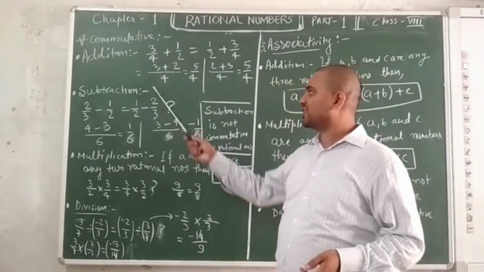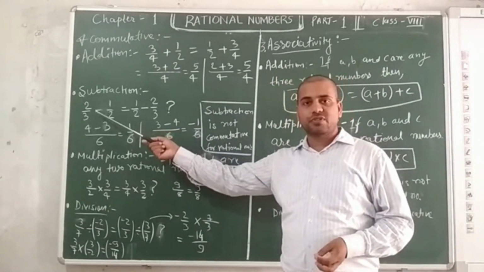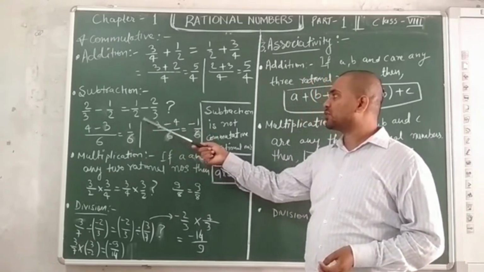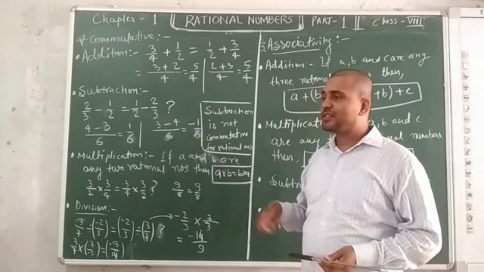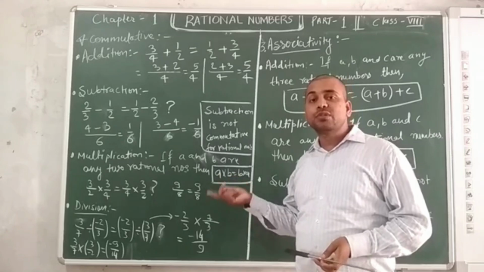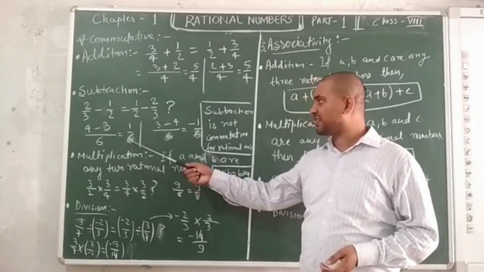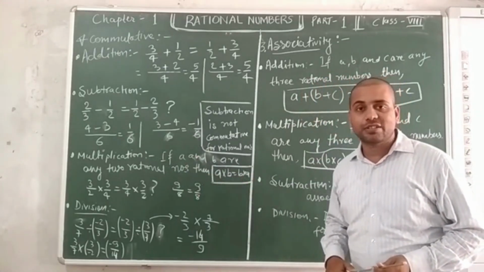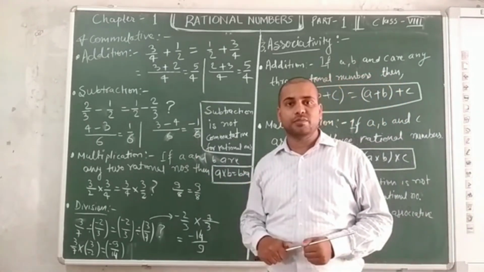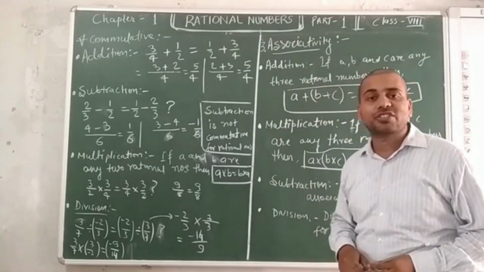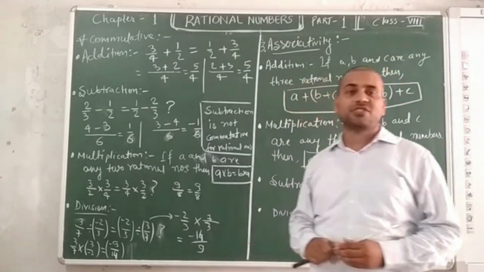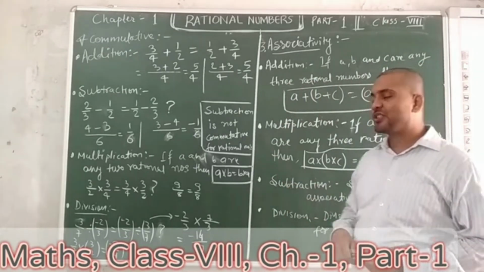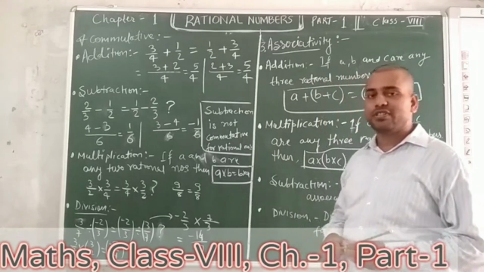Now we will check for subtraction, difference. For subtraction we will check now whether 3 upon 2 minus 1 upon 2 is equal to 1 upon 2 minus 3 upon 2 or not. Means a minus b is equal to b minus a or not. So we will check that. For LHS we obtain 1 upon 6 and for RHS minus 1 upon 6. Dear students, these are not the same. So we will say that subtraction is not commutative for rational numbers. It is written also, subtraction is not commutative for rational numbers, dear student.